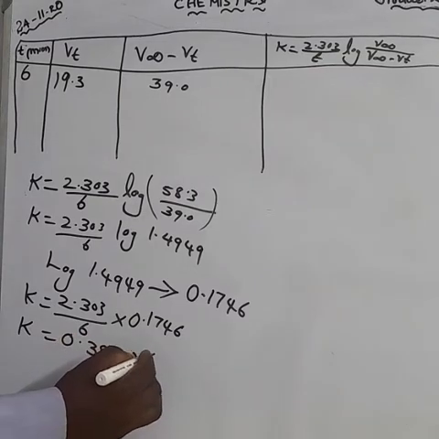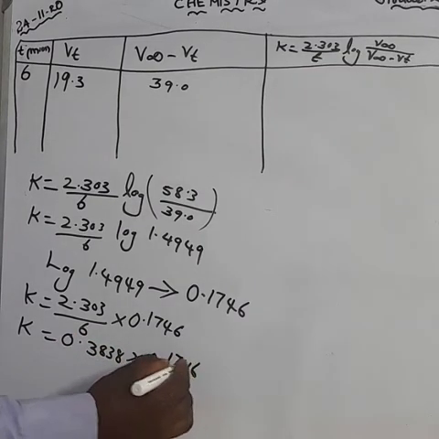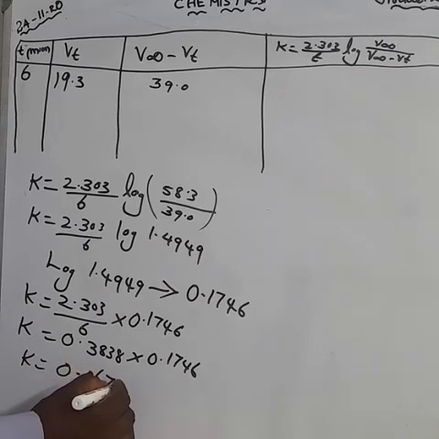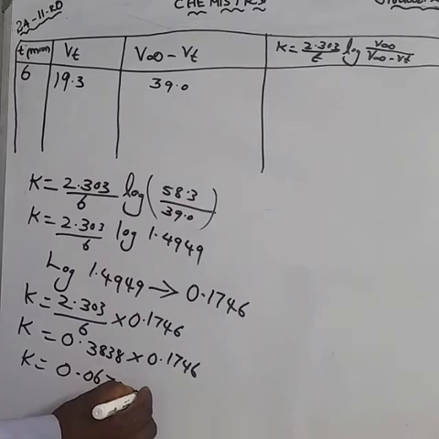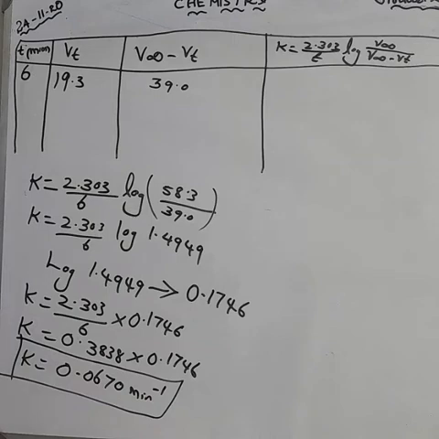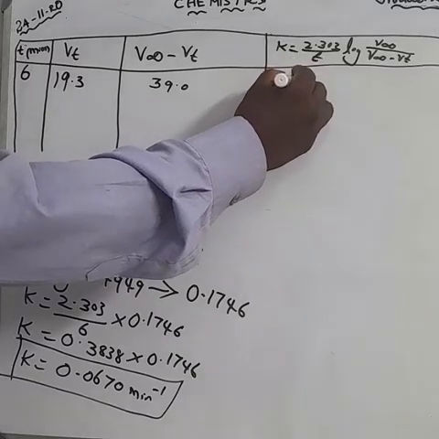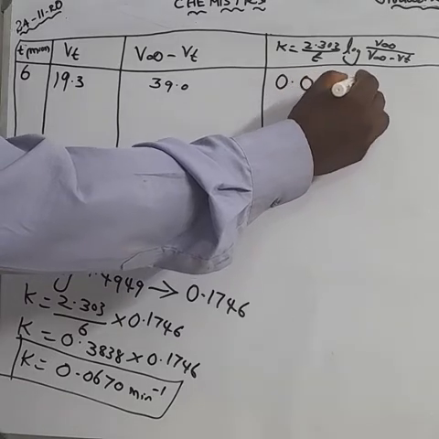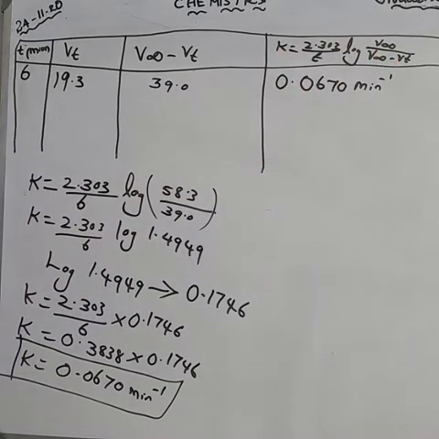0.3838 into 0.1746. Okay? So what's the value? It is approximately equal to K, which is equal to 0.0670 minutes inverse. Okay? This is the value of K. What is the value here? K is equal to 0.0670 minutes inverse. This is for the first 6 minutes.